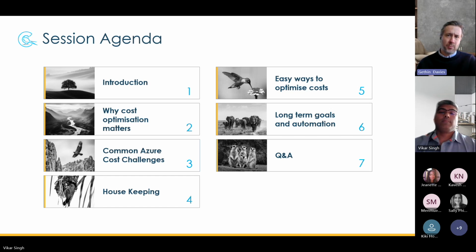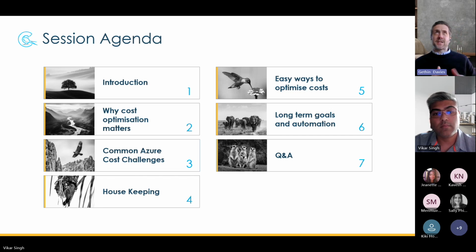So we're going to look at why cost optimization matters, some common Azure cost challenges, some general housekeeping that everybody can take away from today, easy and practical ways that you can optimize costs, and then some steps for longer term goals and automation as well. We'll also touch on some services that we provide at Cloud Essentials, specifically around the support and management of Azure.